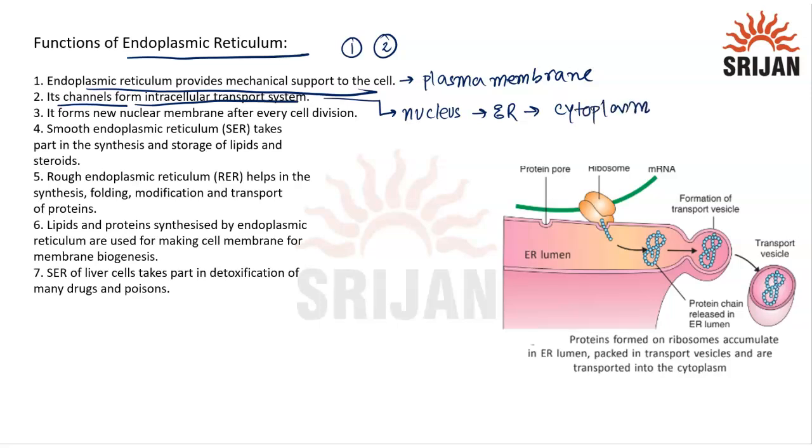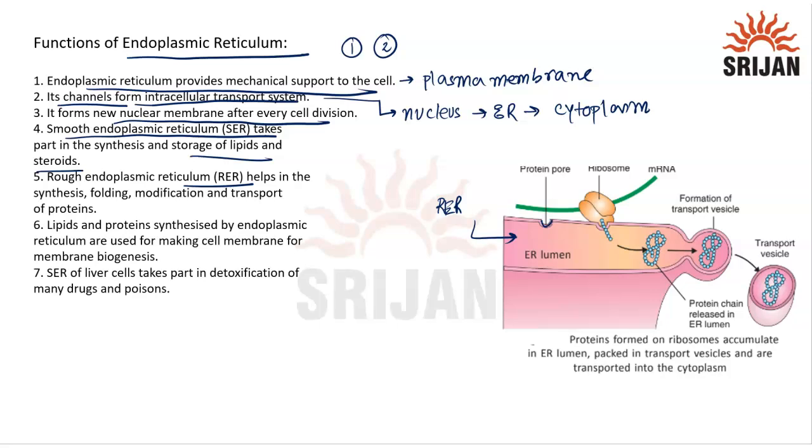Okay, now see, it forms a new nuclear membrane after every cell division, because it's attached with the nucleus and helps in the formation of its membrane. Smooth endoplasmic reticulum takes part in the synthesis and storage of lipids and steroids or sterols. RER helps in protein synthesis and enzyme formation also. It helps in the modification, transport and folding of protein as well. As you can see, that is the RER. RER has an endoplasmic reticulum lumen. Lumen means the void space inside.